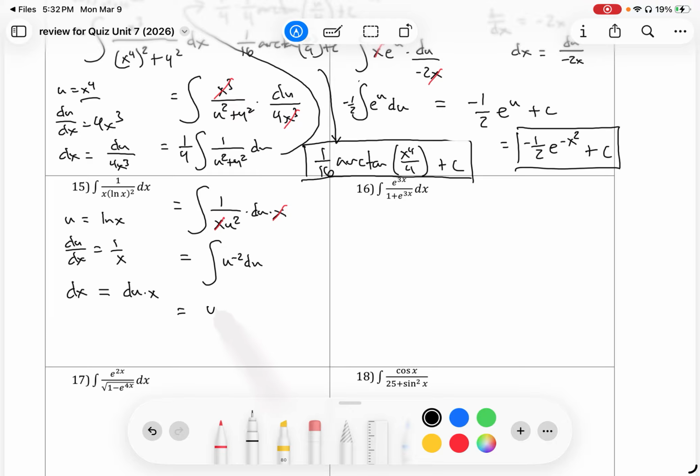So that's going to give me u to the -3. Nope. U to the -1 divided by -1. So -u to the -1 plus c. Plug in ln x and I get negative ln x to the -1 plus c, or -1 over ln x plus c.